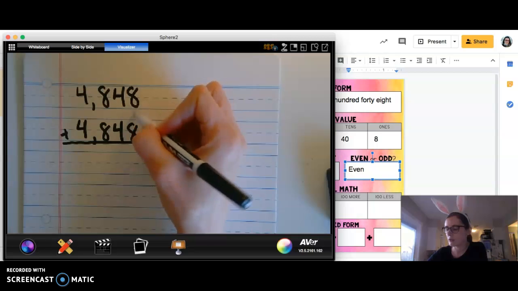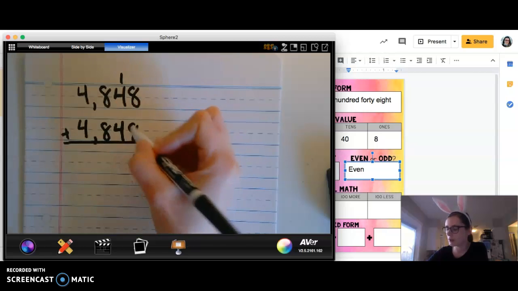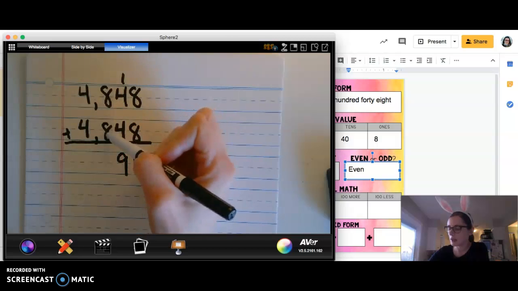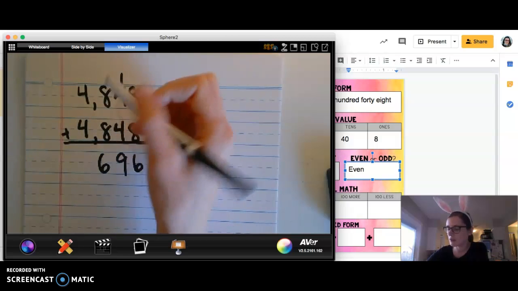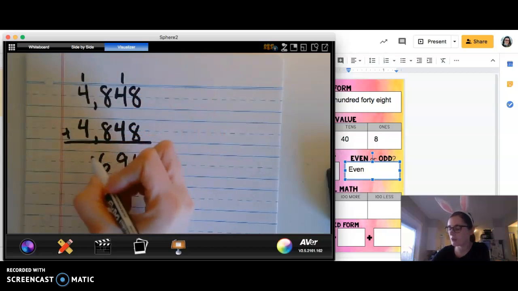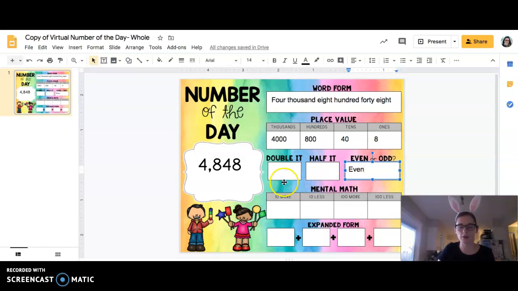So I'm going to just do some quick addition here. 8 plus 8 is 16, so I'm going to carry that 1. 4 plus 4 is 8, plus 1 is 9. 8 plus 8 is 16. Again, carry that 1. 4 plus 4 is 8, plus that 1 is 9. So when I am doing my double it, my final number is going to be 9,696. Okay, I'm just going to quickly erase my whiteboard.